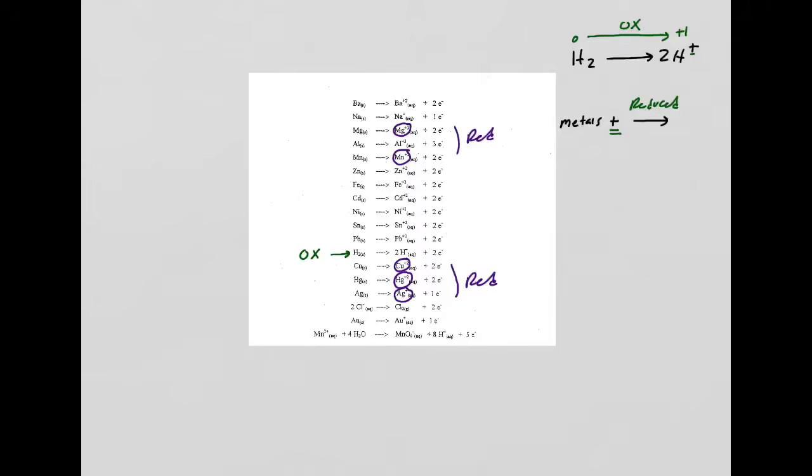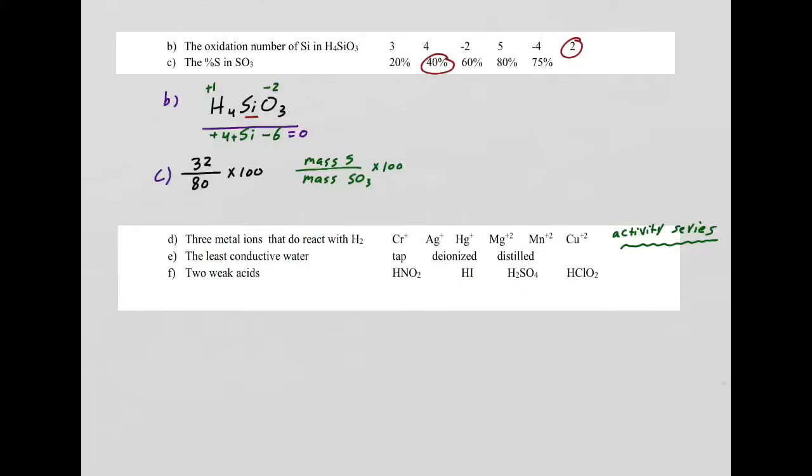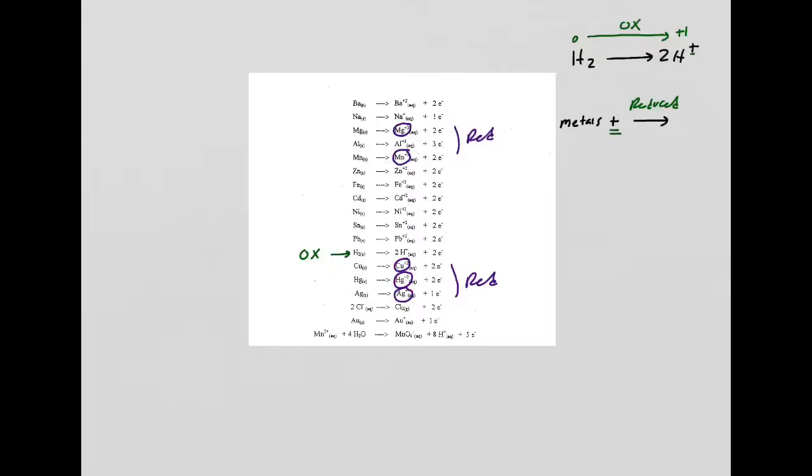So when you look at the activity series, first of all, figure out what's been oxidized and what's been reduced. The one that has been oxidized has to be higher on the activity series than the one that has been reduced. I made a couple of videos going over the activity series. Make sure you watch those so you get the concept down. So the ones that react are silver, Hg plus 2, and copper, because these are getting reduced and H2 is getting oxidized. H2 is on top, these are on the bottom.